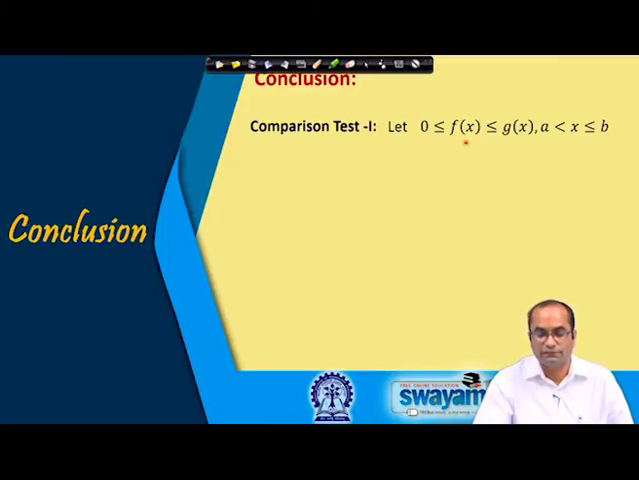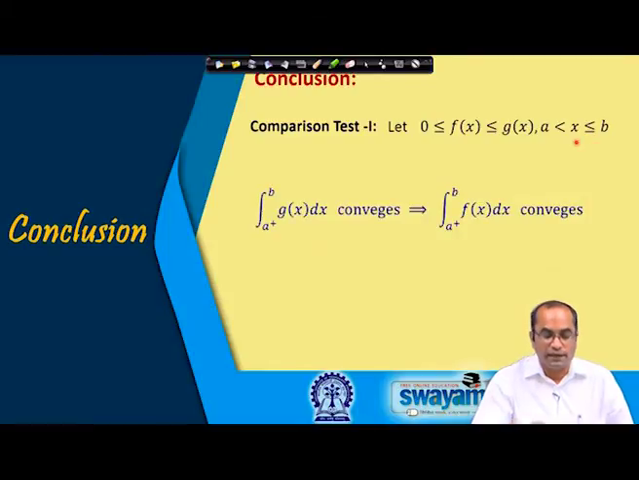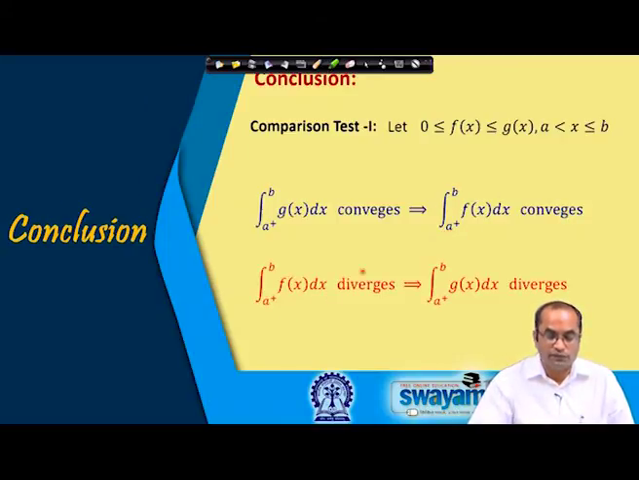So, coming to the conclusion, we have these two important comparison tests. The first is where we take f(x) greater than 0 and g(x) greater than or equal to f(x), and then we notice that if the bigger one, g, converges, the smaller one will also converge, or the other way around, if the smaller one diverges, we can conclude that the larger one will also diverge.